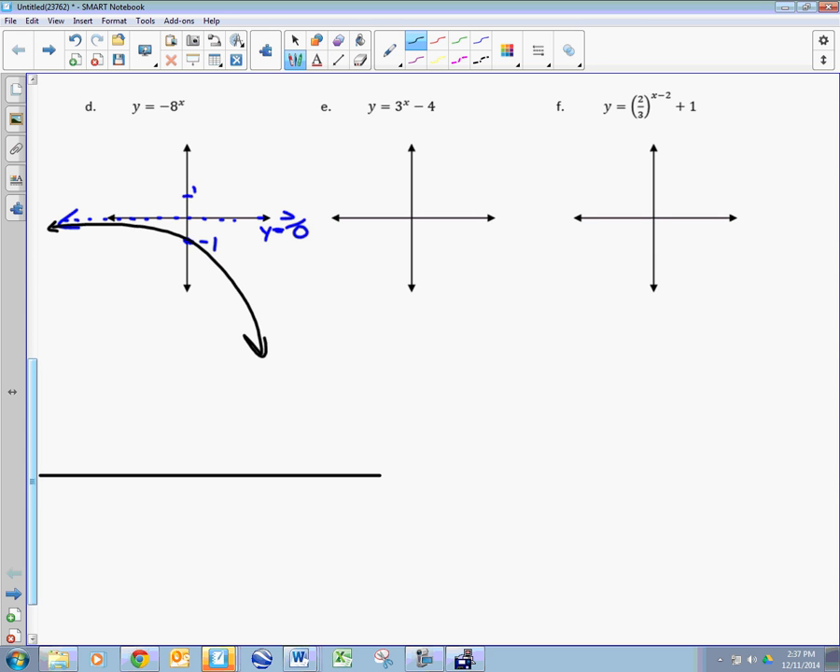How about the next one, y equals 3 to the x minus 4? How does the minus 4 affect the graph? It shifts down 4. So instead of passing through the point 0, 1, it will pass through the point 0, negative 3. So 1, 2, 3. So I go down 3. Instead of the asymptote being at y equals 0, the asymptote will be at y equals negative 4. Shifts down 4 units.